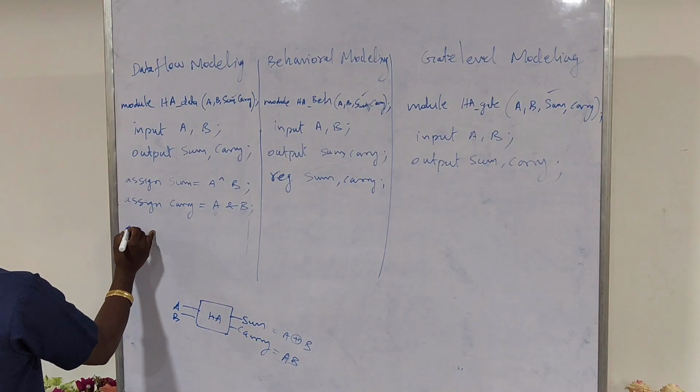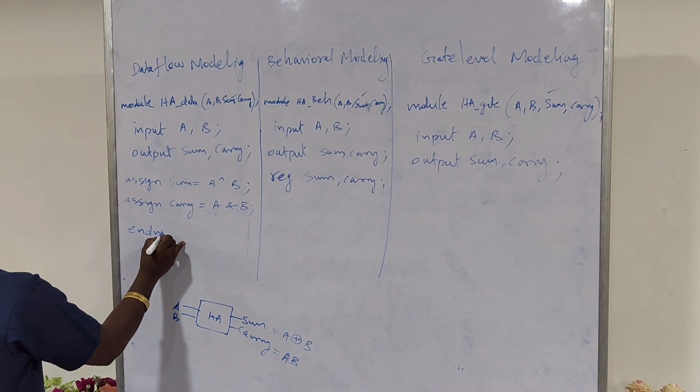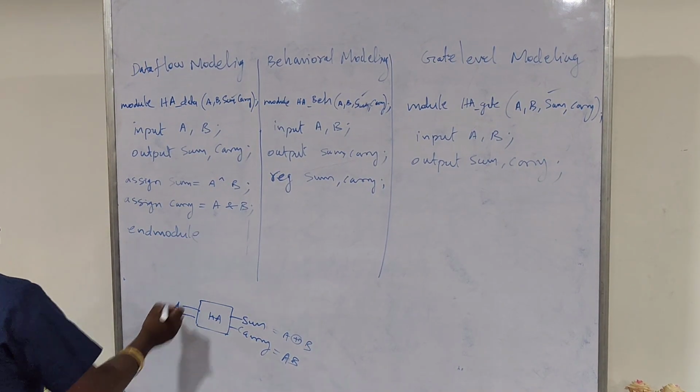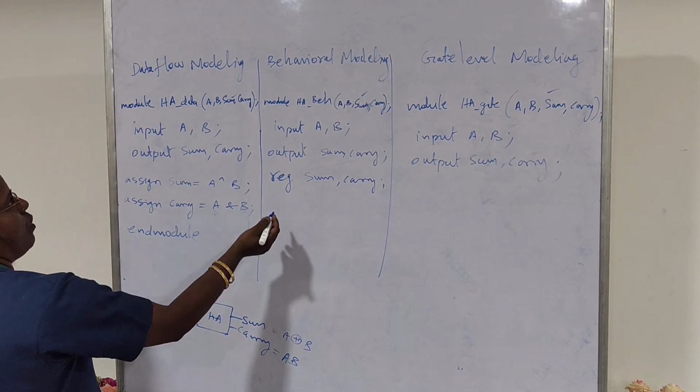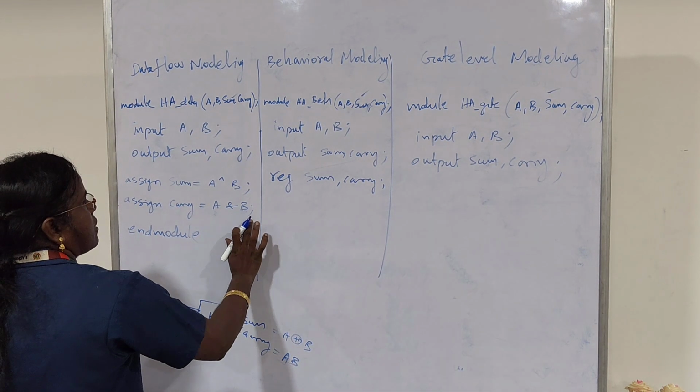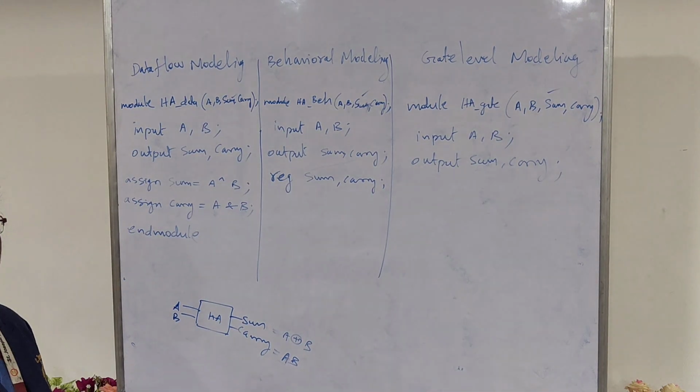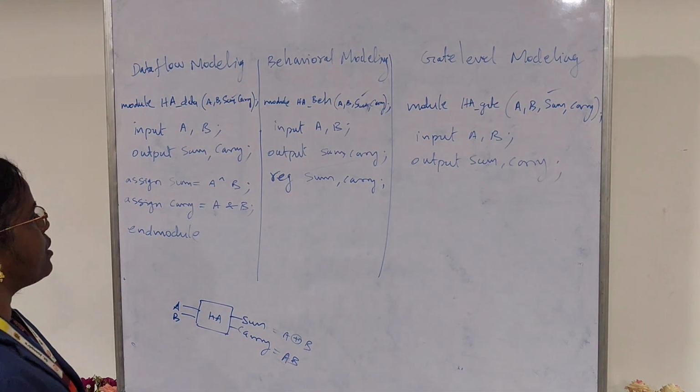Finally, we can terminate the program with the keyword endmodule. That's all about the half adder program in the data flow modeling. The same thing we can do in the behavioral modeling. Yes, in behavioral modeling, we can use one statement or block which is called the always block, right?